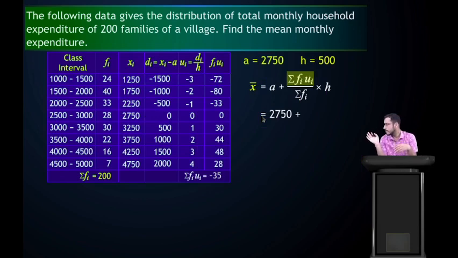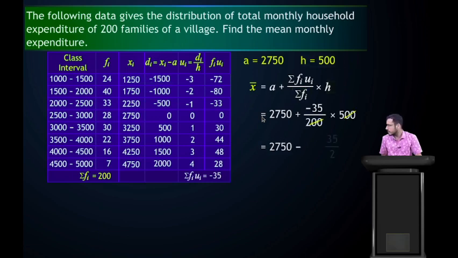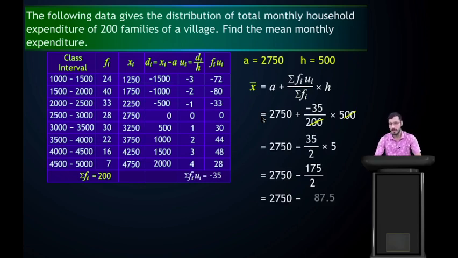The formula is x bar is equal to a plus sigma fiui divided by sigma fi, into h. Basically we can say sigma fu divided by sigma f, into h. So 2750 plus sigma fu, that is minus 35, divided by 200, into 500. Now when we simplify it, we get 2750 minus 175 by 2, that is 2750 minus 87.5, and the answer is 2662.50. That is our x bar.